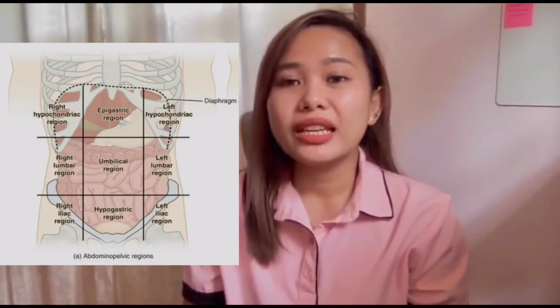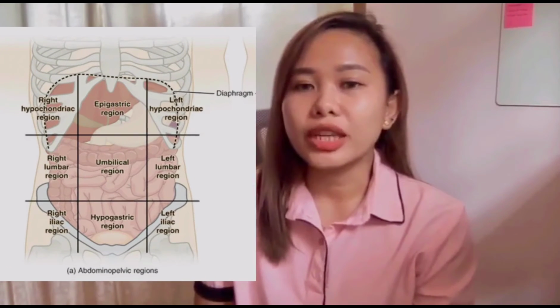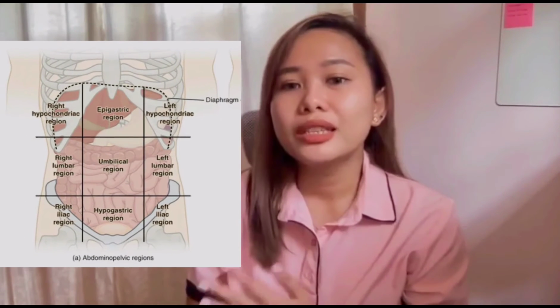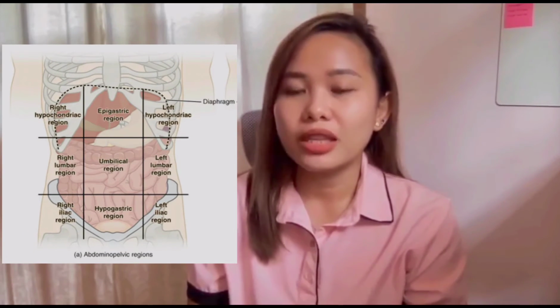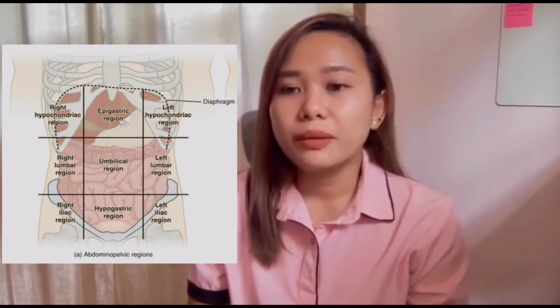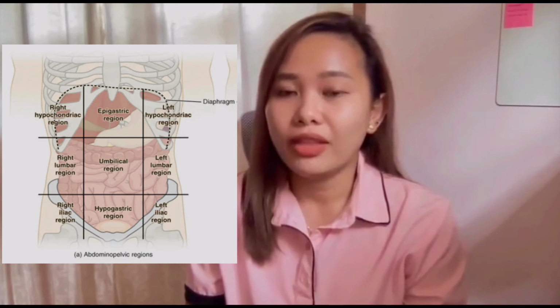Now for the 9 abdominal divisions. First, we start with the right hypochondriac. The right hypochondriac region contains the right portion of the liver, the gallbladder, the right kidney, and parts of the small intestine. The left hypochondriac region contains part of the spleen, the left kidney, part of the stomach, the pancreas, and parts of the colon.